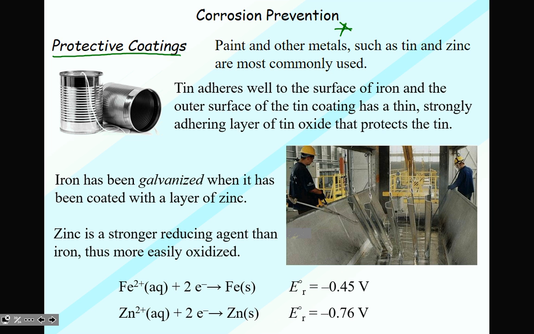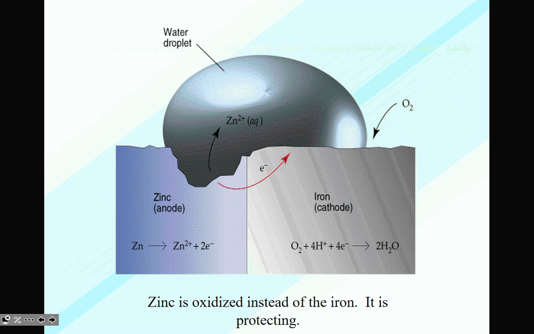Zinc is a stronger reducing agent than iron, thus more easily oxidized. So the zinc is going to be oxidized before the iron, which is really protecting the iron. Here's an example: zinc is oxidized instead of the iron. It is protecting, so the zinc will break down and the iron is good to go. It'll be fine.